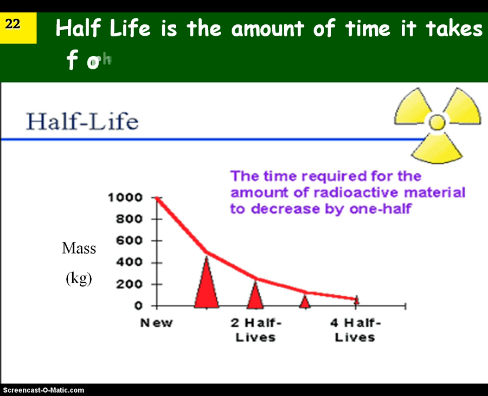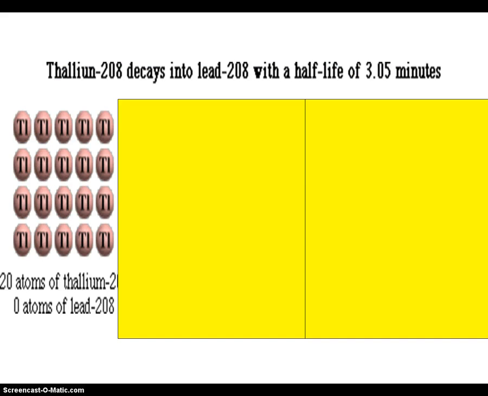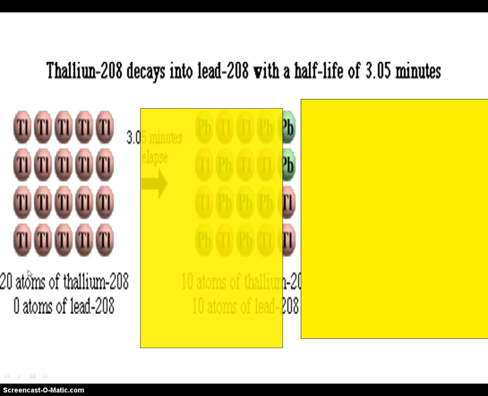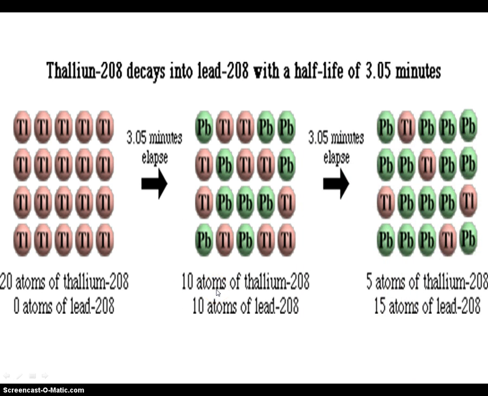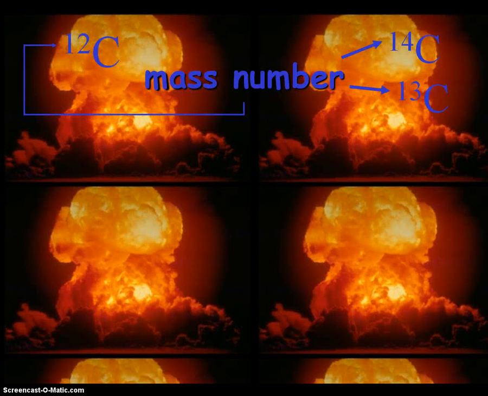to radioactively decay. So let's say we have thallium-208 and it decays into lead-208. And it has a half-life of 3 minutes and 5 seconds. So that means if we started with 20 atoms and we allowed 3 minutes roughly to go by, now we would have 10 atoms that are thallium and 10 atoms that are lead. So half of the nuclei in here have decayed. Now if we allow another 3 minutes to pass, another half will have decayed. So 5 more will have changed into lead, and we would only have 5 remaining thallium atoms. So that's what half-life means.